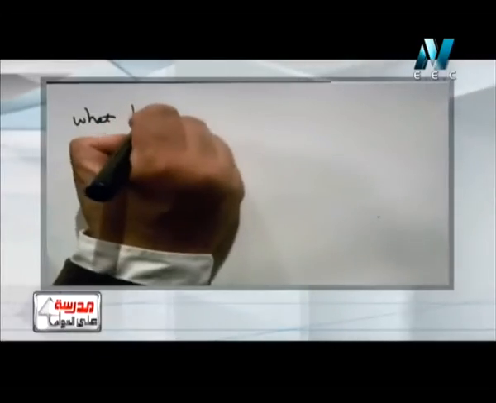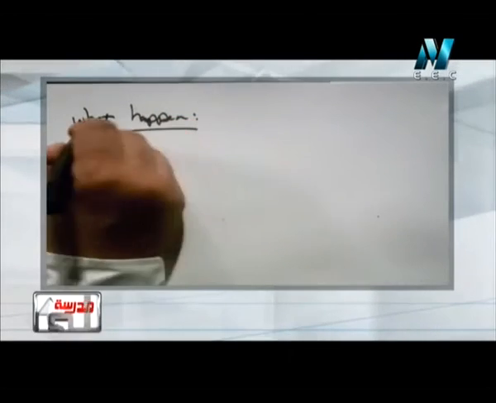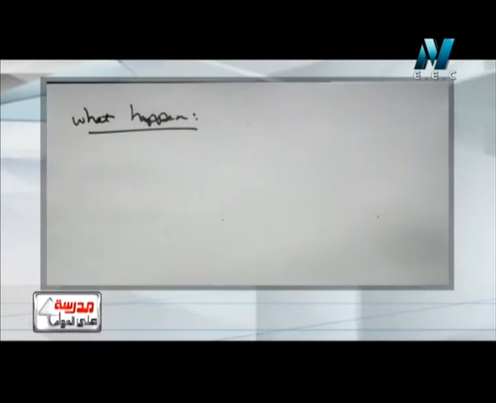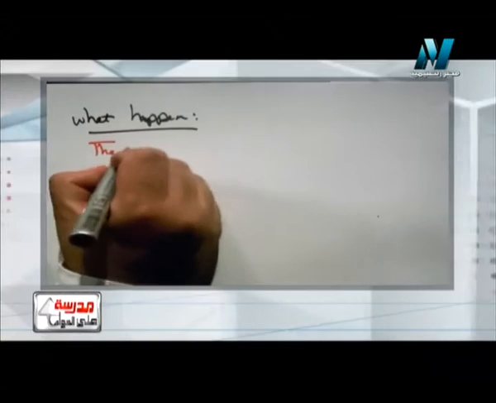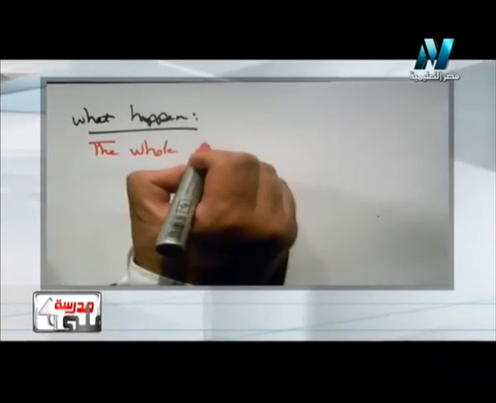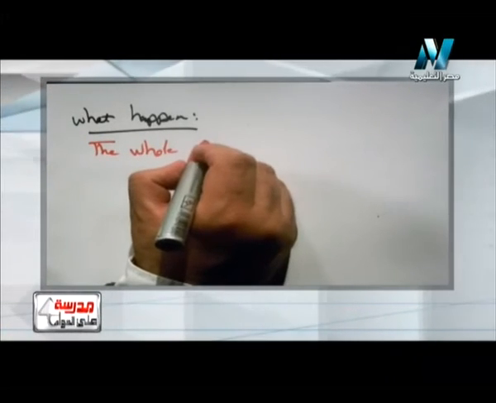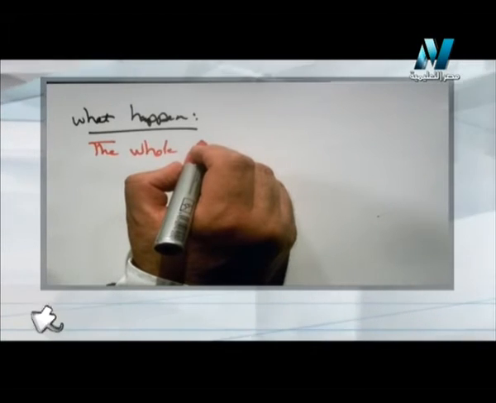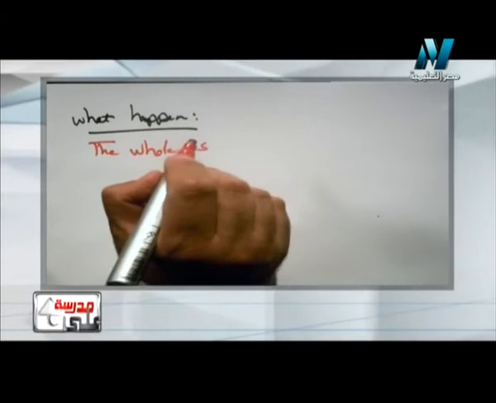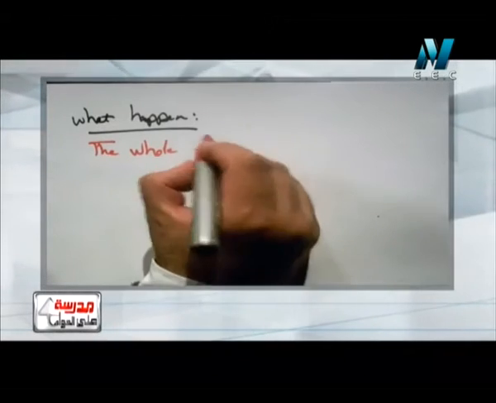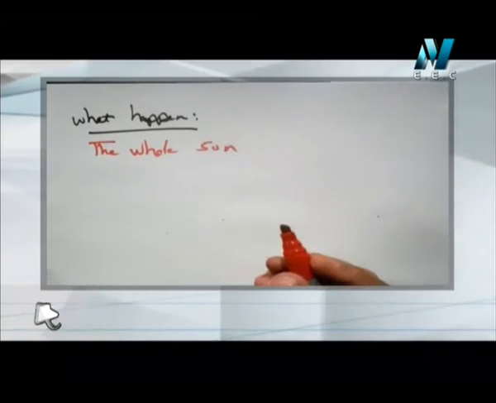The whole? What happened? Okay, let me write this question, Mr. Yasser. I'm trying to relate to the topics. Okay, so the whole sun enters the extensions of the cone umbra area. The whole sun, S-U-N. It's a wrong question.